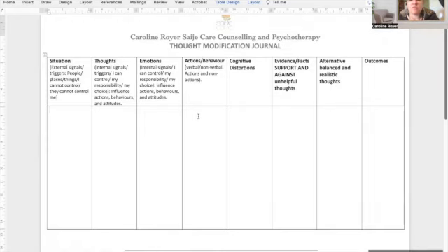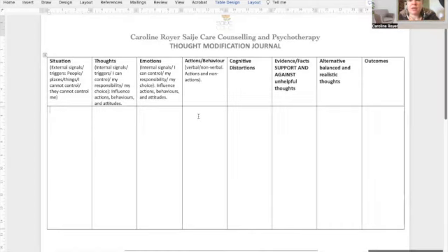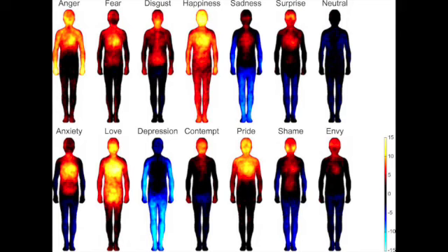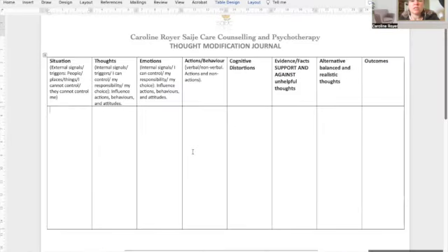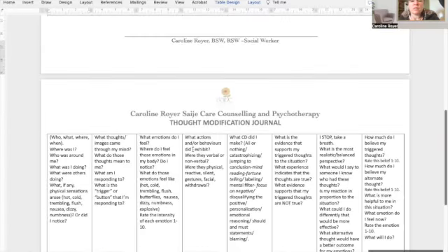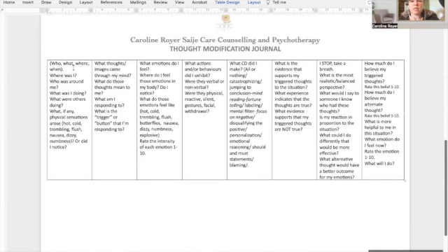In this thought modification journal, I'm going to be using a couple of examples that I have run into frequently over the years, and we're going to break those down. There are two sheets to it. The first one is your working sheet, and the reverse side explains each row that you go through.